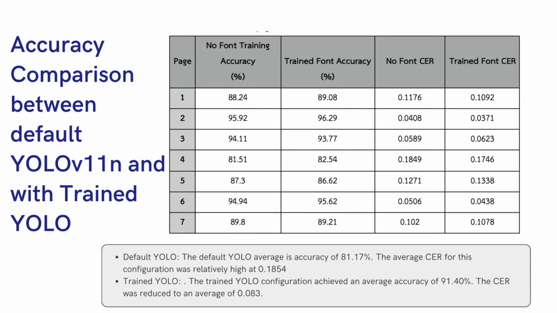Next, I will show you the comparison between YOLO v11n default and the trained one. The default one gets 81.17, but after training it reached 91.40. So training YOLO on Thai documents really helps.